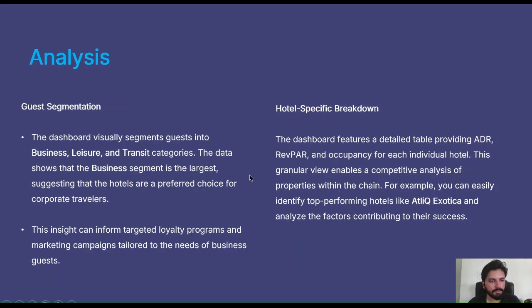Now, the analysis for the guest segmentation. This dashboard segments the guests into three categories: business, leisure, and transit. Based on this, the data shows that the business segment is the largest, suggesting that the hotels are a preferred choice for corporate travelers. So, based on these insights, AtliQ brands can develop some targeted loyalty programs and marketing campaigns tailored to the business category.